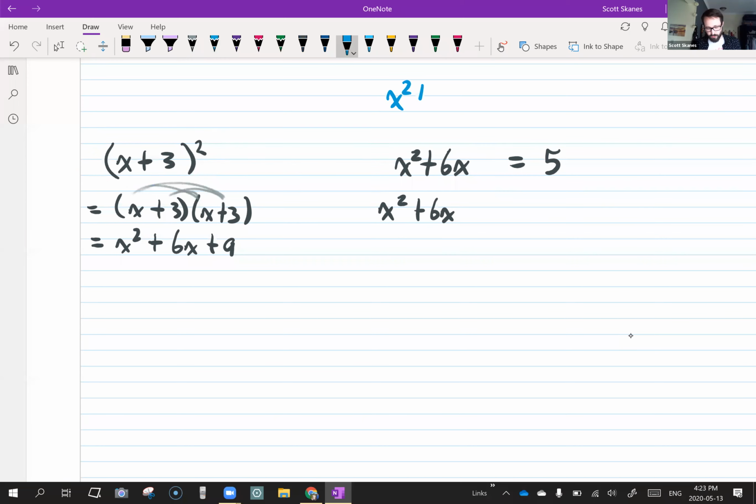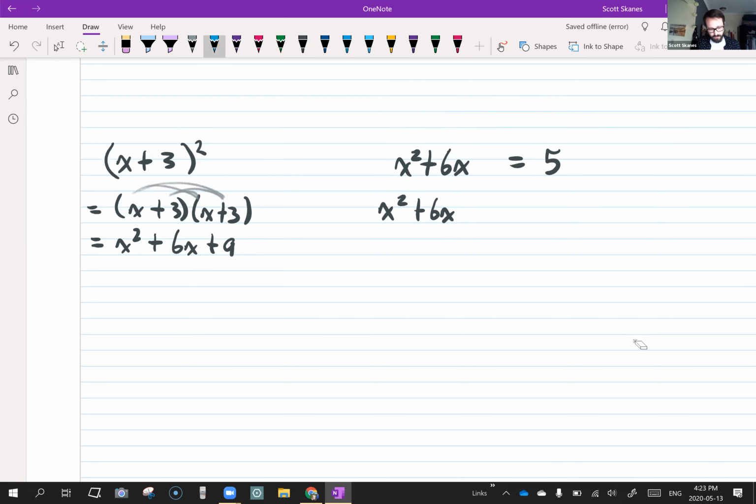Let's just say we wanted to move the 5 over and we ended up getting this equals 0. This is difficult to factor. What two numbers multiply to make 5 but add to make positive 6? We would have to use the quadratic formula. So we don't want to do that, and completing the square lets us ignore that. So let me show you.